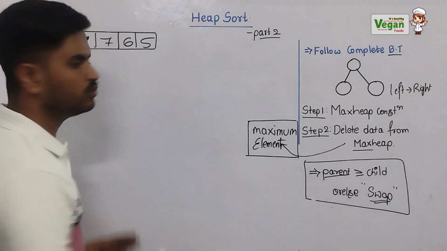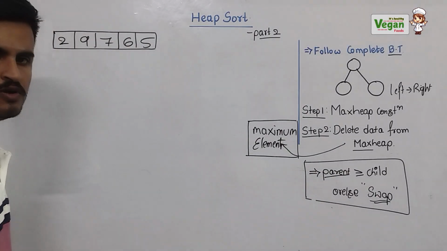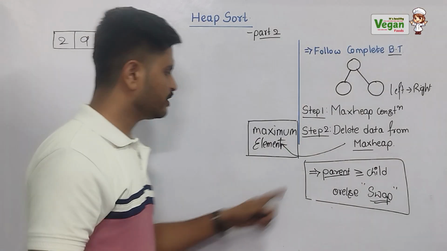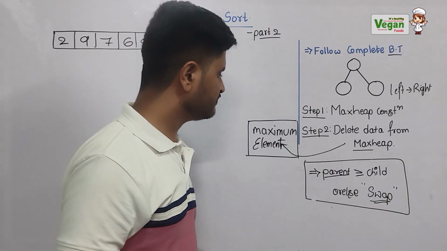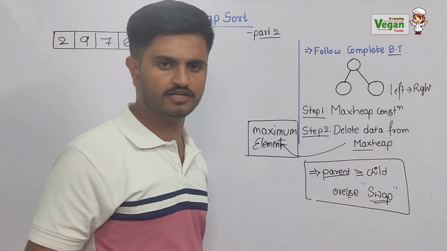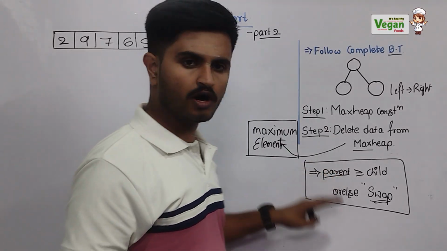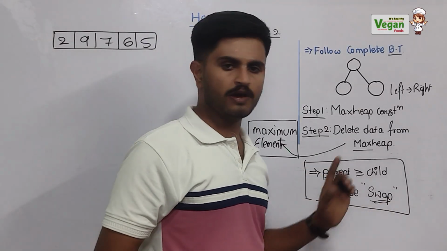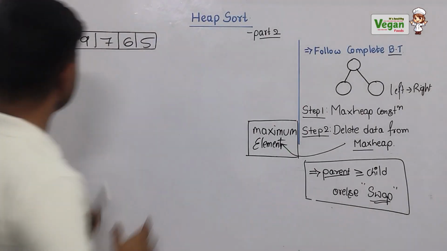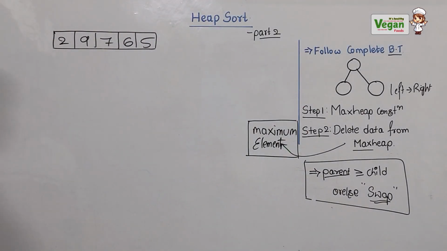So let's see how to do the heap sort problem so that we will be getting more marks in the exam. The only one condition we will be following here is the parent node value must be greater than or equal to child node value. If it is not, then we will be swapping the child and the parent node values. So let's see the problem, you will get it.